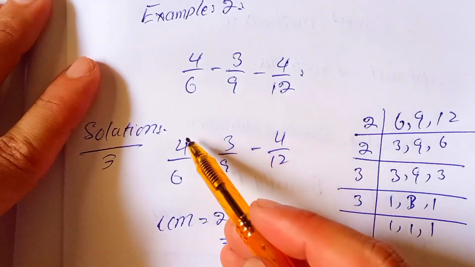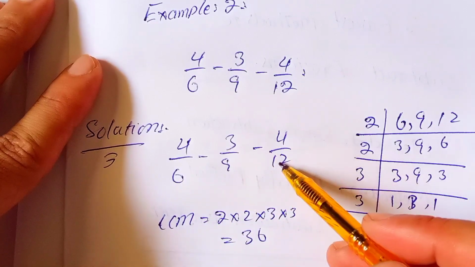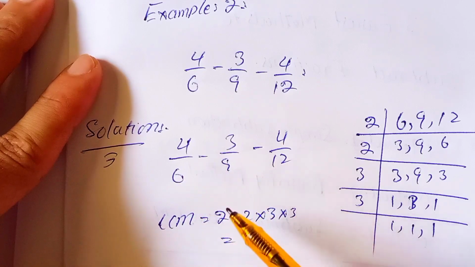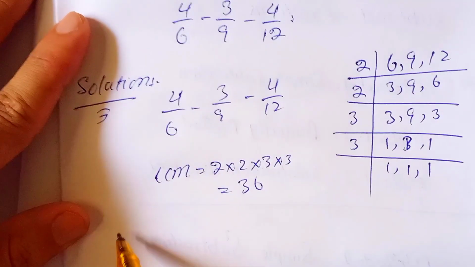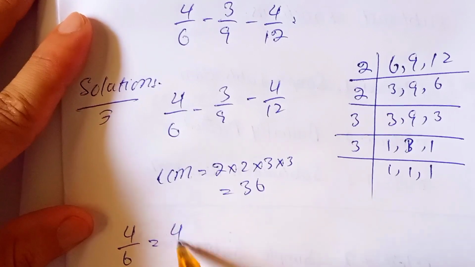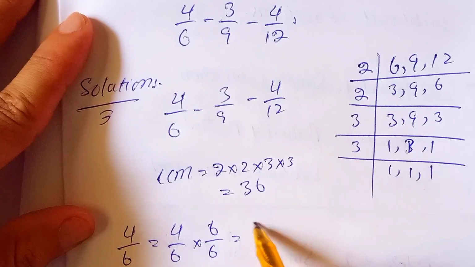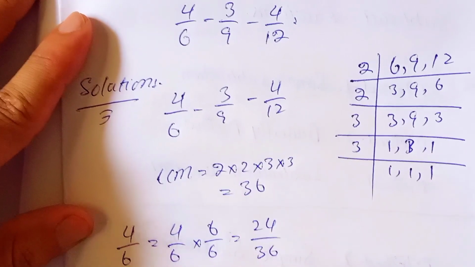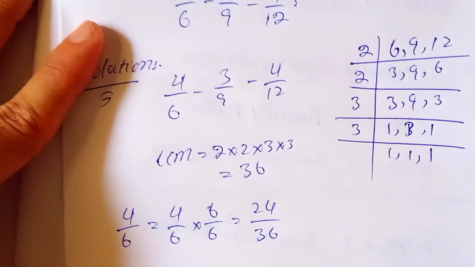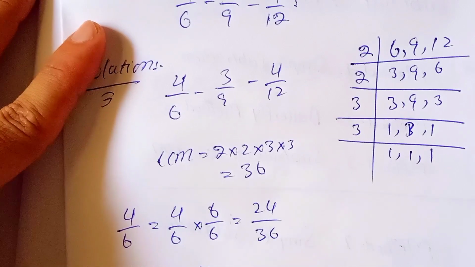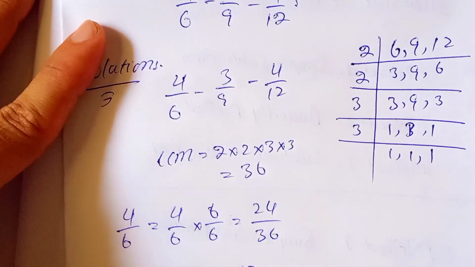So we will multiply 4 over 6, 3 over 9 and 4 over 12 by such a number that the denominators of the equivalent fractions become equal to 36. So 4 over 6 is equal to 4 over 6 times 6 over 6, which will be equal to 24 over 36. 3 over 9 is equal to 3 over 9 times 4 over 4. So 3 times 4 is 12, and 9 times 4 is 36, right?